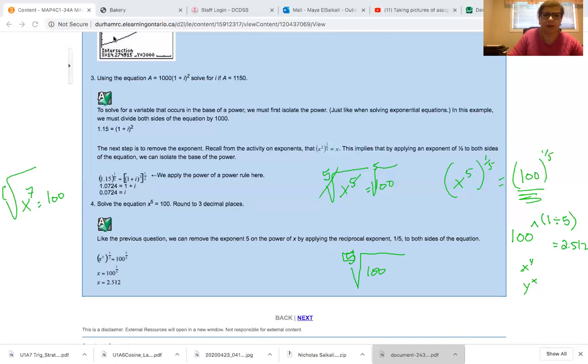I can't even write here, so let me just undo one second. Then you're going to do the 7th root of both sides, whatever that exponent is, or you can raise it to the power of 1 over 7, okay?